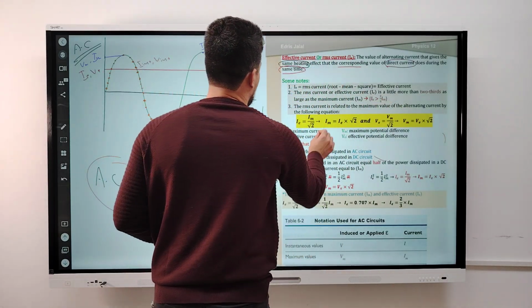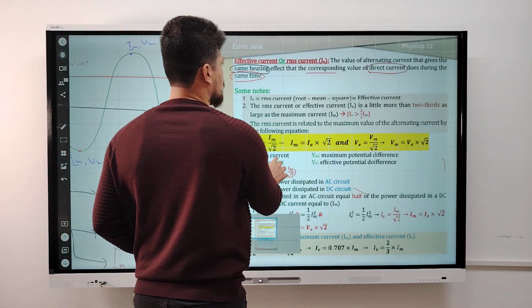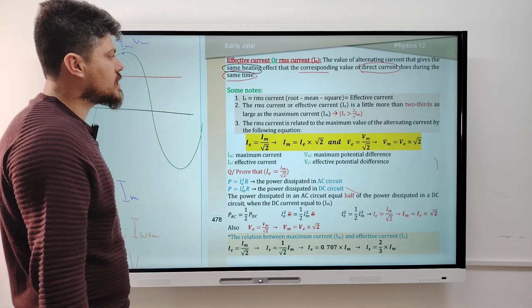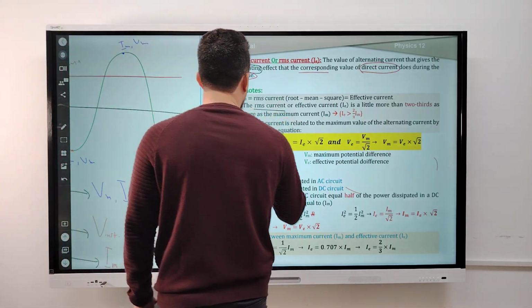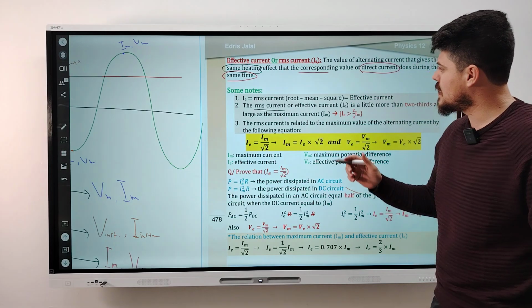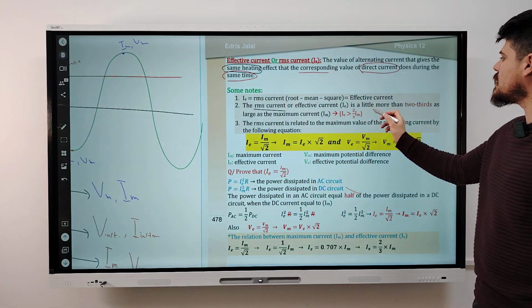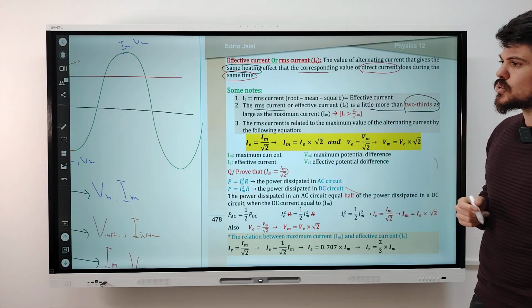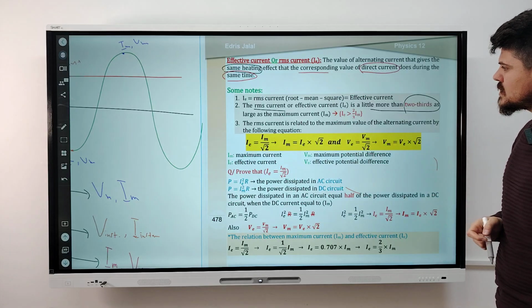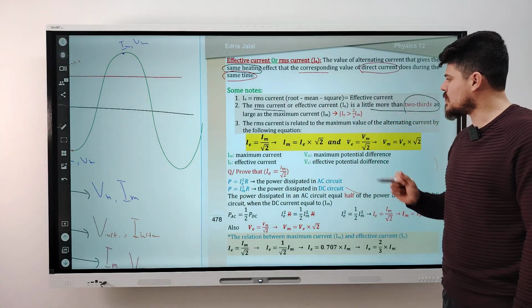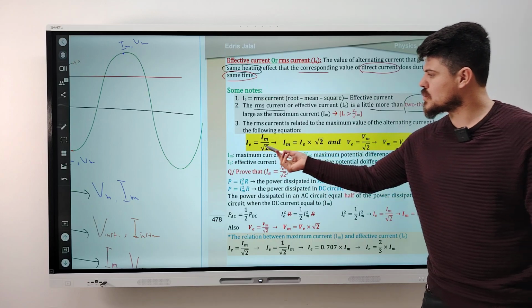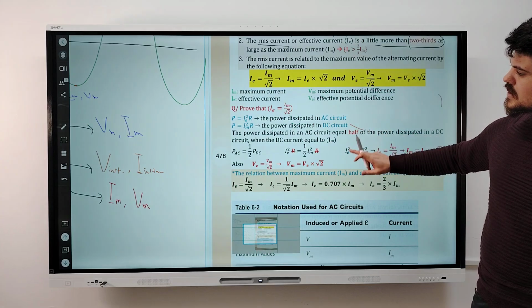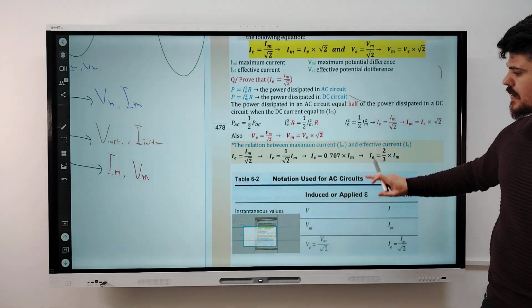The RMS current is called, or the effective current, the same thing. What do you mean by RMS current? It means that the effective current is a little more than two-thirds of what? I maximum. Because 2/3 is not equal to 0.7, it is equal to 0.6. So that is why I_E is a little more than 2/3 of I_M. And also you can rearrange the equation of the effective current and the maximum current. Okay?